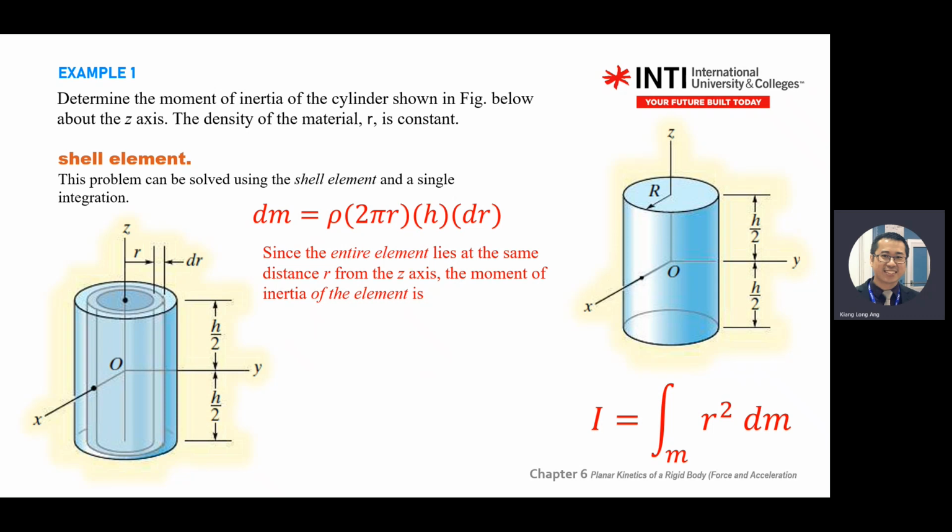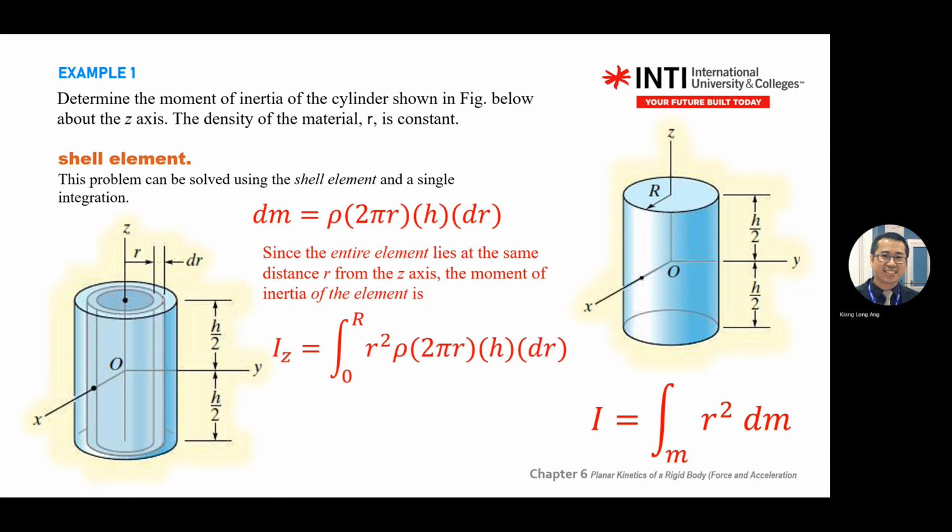Then recall your second moment of inertia equation: integration of your r squared dm. You put this equation into dm, and you reach this one. So I in the z axis will be the integral of r square rho 2 pi r h dr. We are focusing on r, so all the constants you pull out.